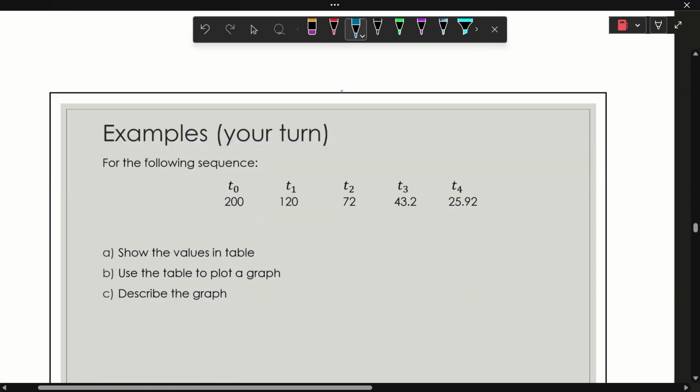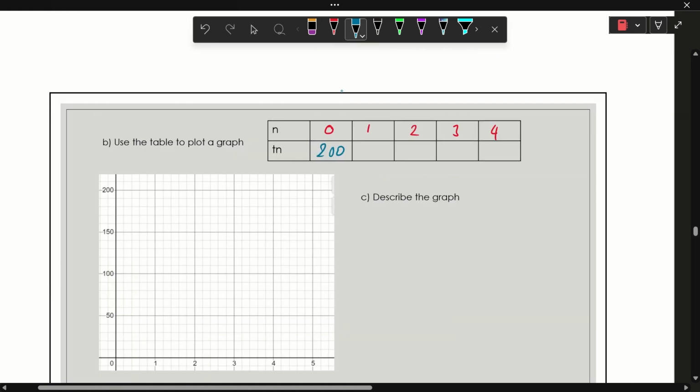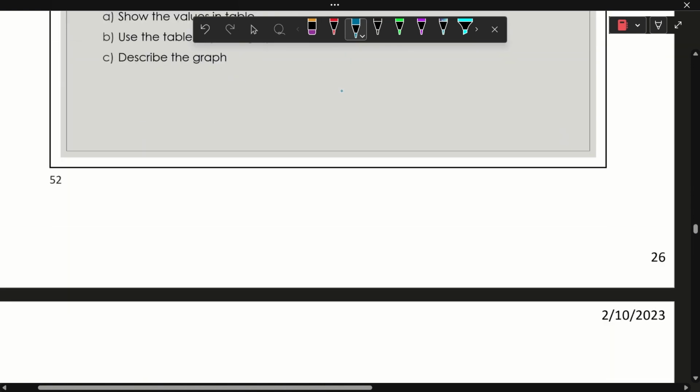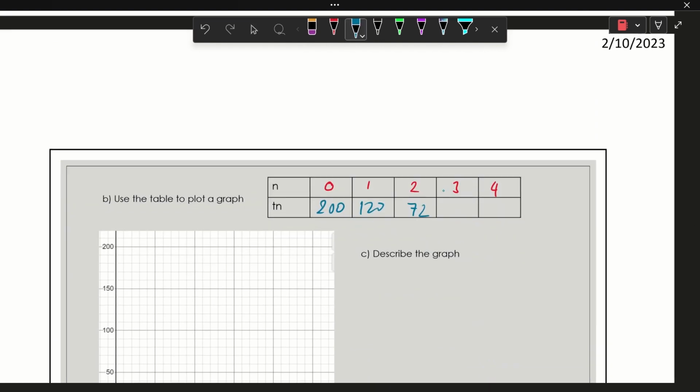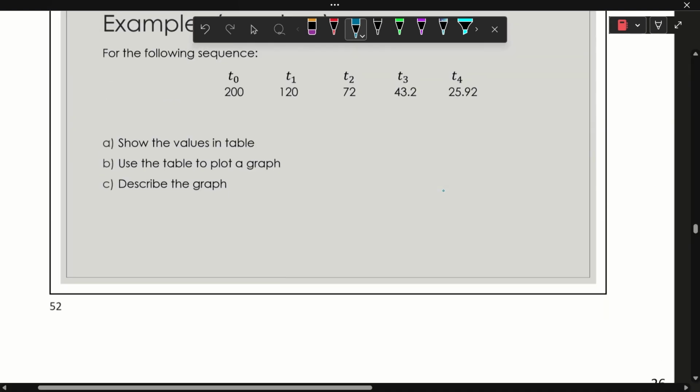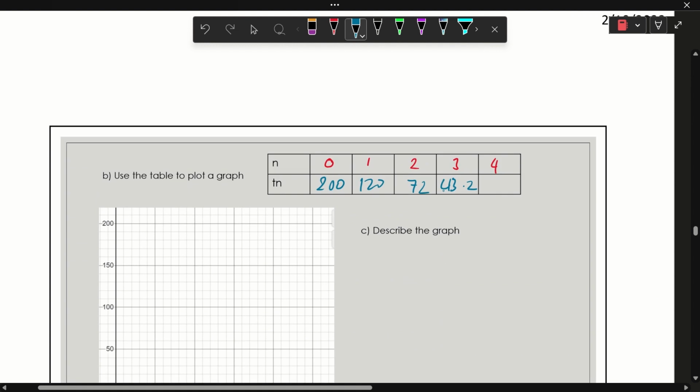In T1, it's 120. And then 72 for T2, sorry. And then what's T3, tell me? 43.2. And then 25.92. Thank you. Okay.